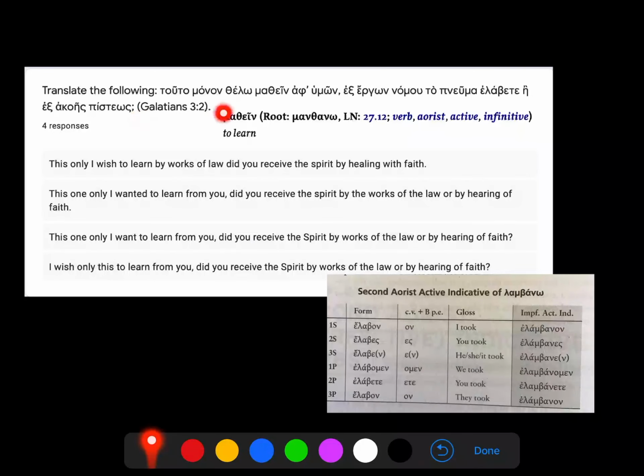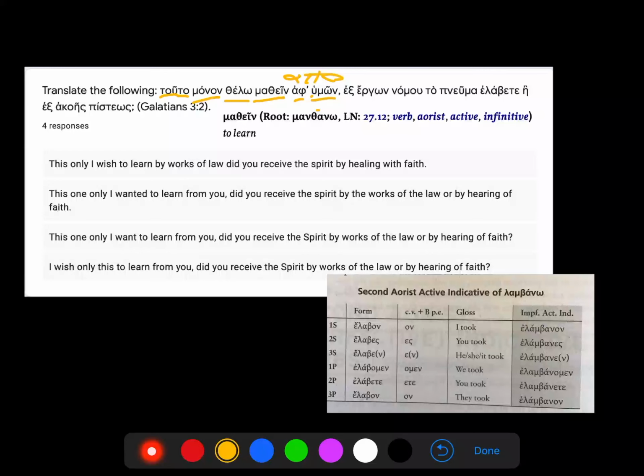Okay, so the first is Galatians 3:2. And I gave you the reference here because I thought it would be helpful for you to look it up. It says, touto monon thelo mathein aph' humon, ex ergon nomou to pneuma elabete ex akoes pisteos. Okay, so how do we translate that? Well, Paul is speaking here, first person: this only I want to learn from you. And aph' is just the preposition apo, but it's abbreviated there because we have a vowel that follows it. This only I want to learn from you.